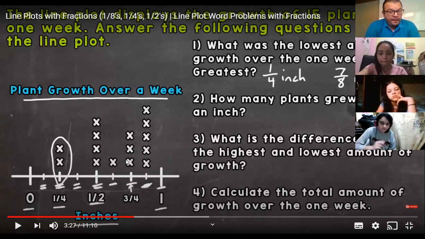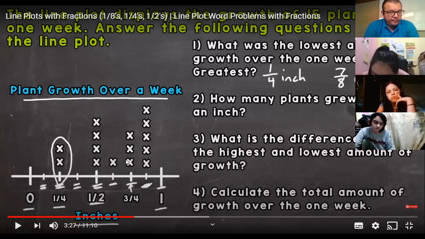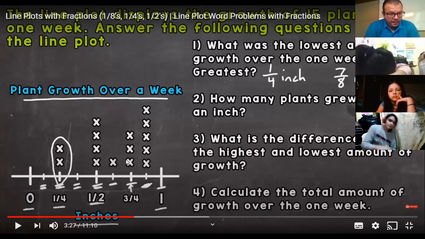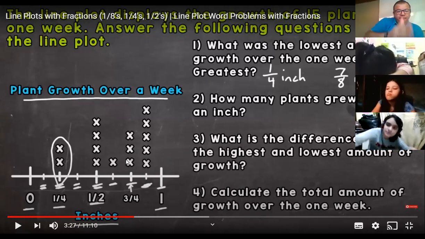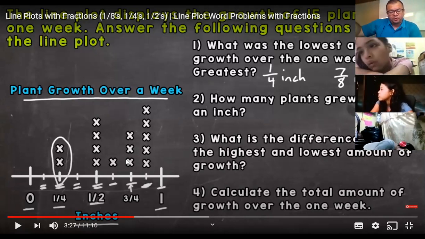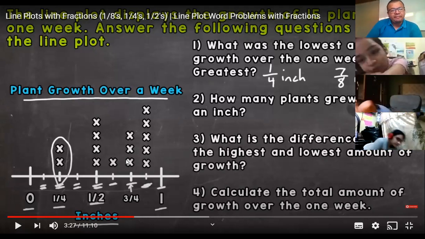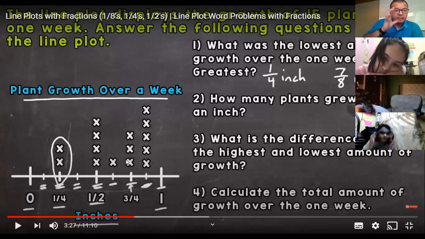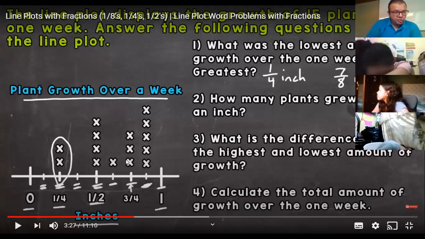So if we go back to the question, number 1, what was the lowest amount of growth over the week? The greatest? How much? 1/4 inch. So in a week, we have 7/8, right? Because we add 1/4 plus 1/4 plus 1/4 plus 1/4 plus 1/4. So in total, in 7 days, we have 7/8 inches.